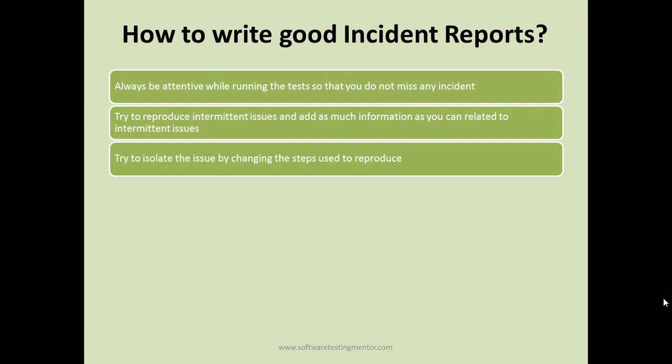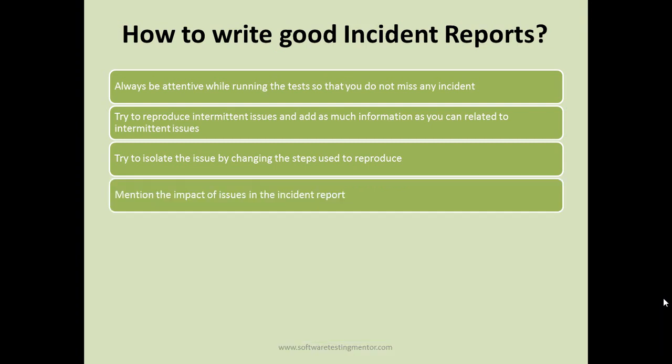So if you find some issue with any test case or any scenario that you are testing, and that is not being reproduced by certain steps in the test case, you should try to follow a different path in order to isolate that issue, in order to make sure which steps you need to perform exactly in order to reproduce that issue.